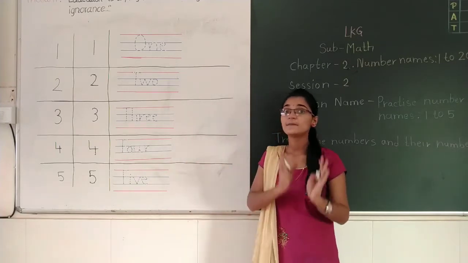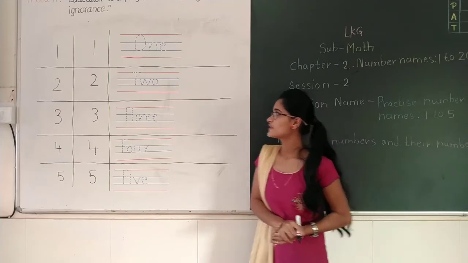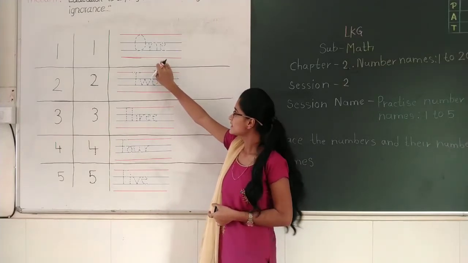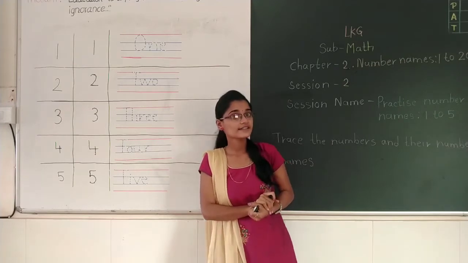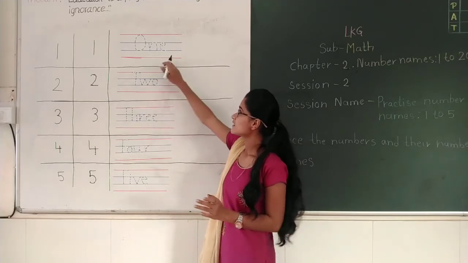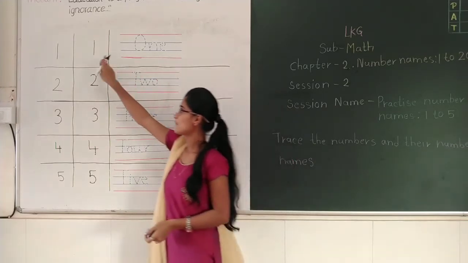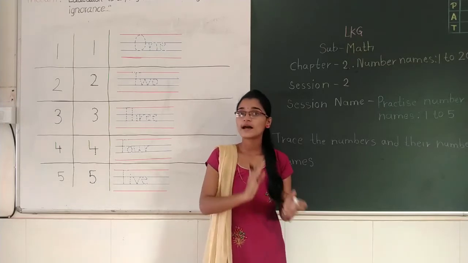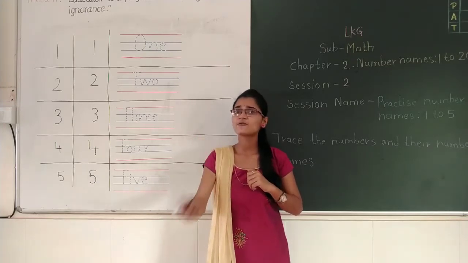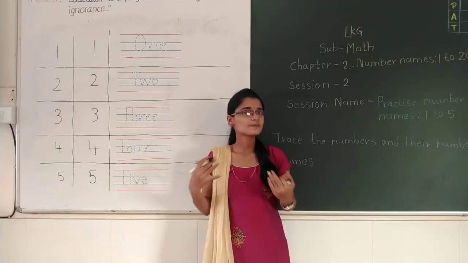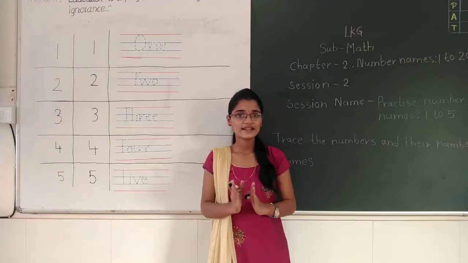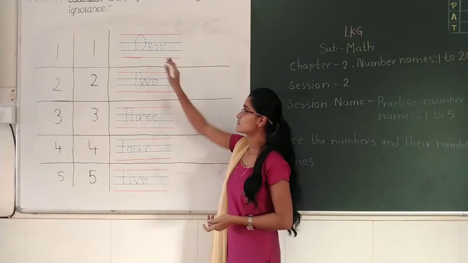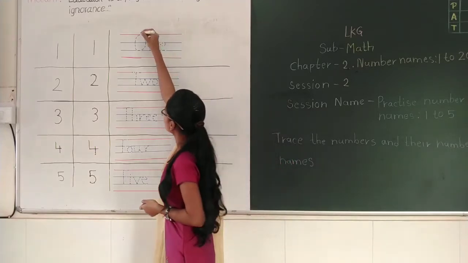Now I am going to trace the number names. First is number 1, and this is the spelling of number 1, but this is in the form of dotted lines. Now I am going to trace this number name. Students, you have already learned the spelling of 1. Tell me, what is the spelling of 1? O-N-E, 1. Right? Now I am going to trace this spelling. First of all, I am going to trace O.